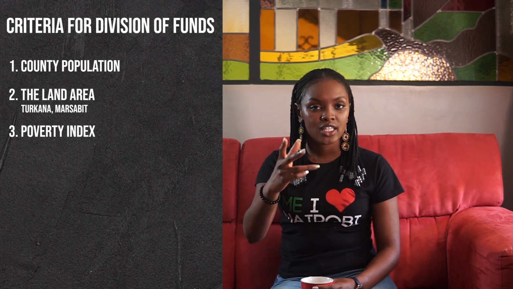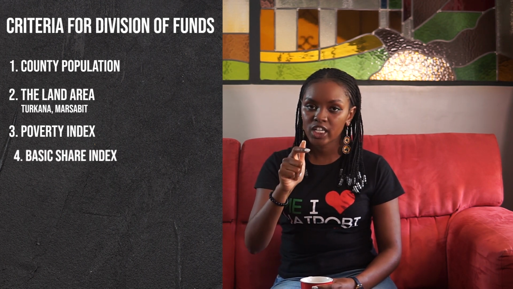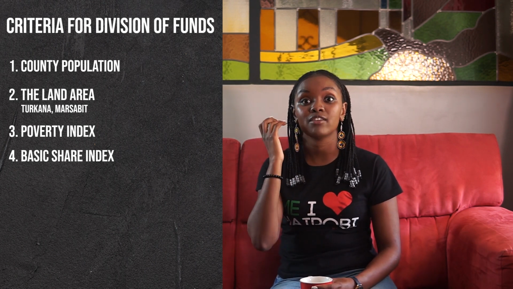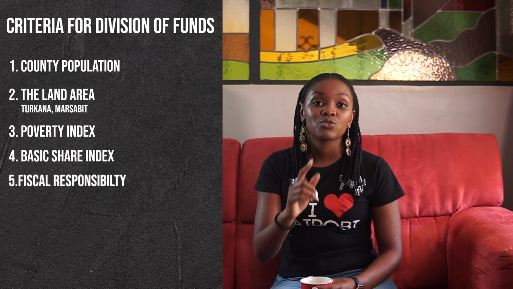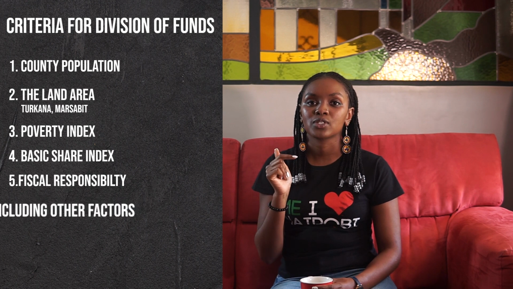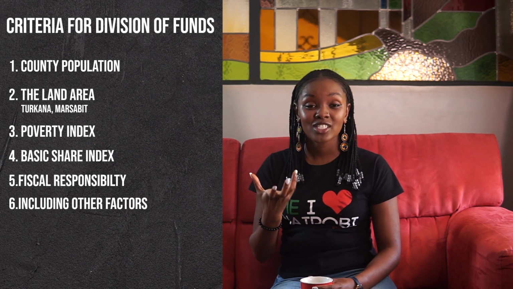Then we're also looking at things that don't change, such as the basic share index, which is the overhead costs of the counties. The counties have employees, they pay bills, so that's also determined at the Senate. And then also fiscal responsibility, and this is just about when the counties are prudent with their resources, they use their resources properly, they're rewarded for it. So the formula is what changes, and once every 5 years, the Senate has the liberty to determine how much goes where and to structure the formula in relation to addressing the issues at the time.